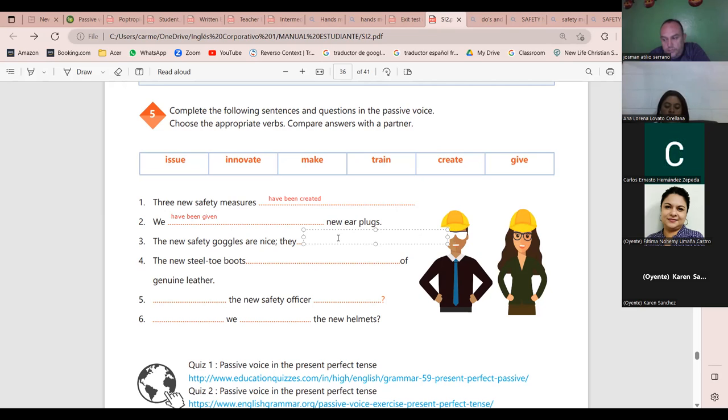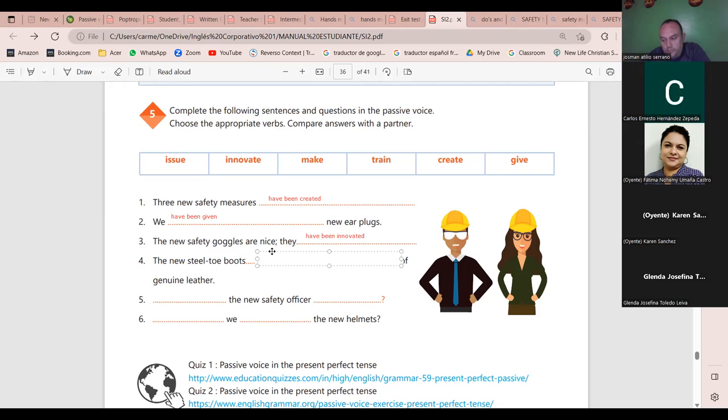The new safety goggles are nice. Okay, they have been innovated. Okay, number four. Steel toe boots. Plural or singular? Have or has? Plural. Have.